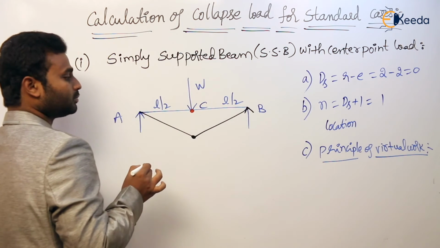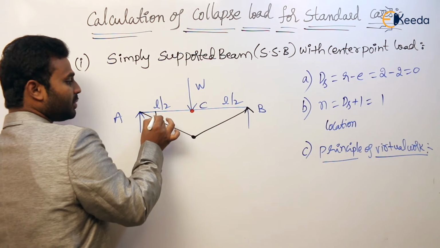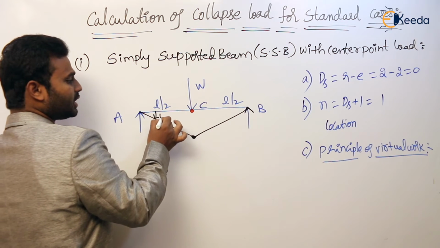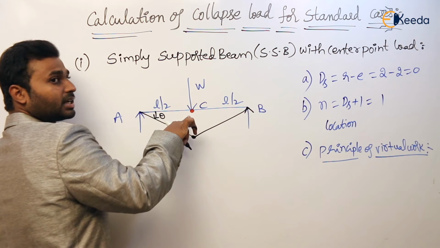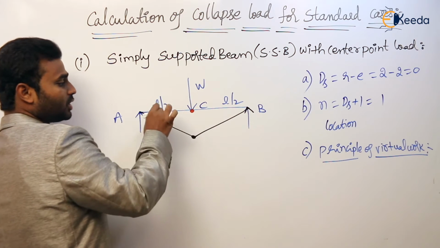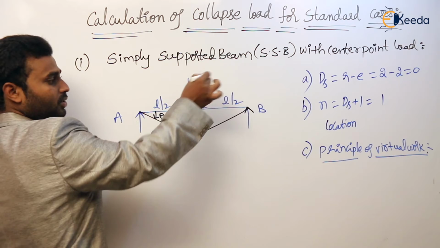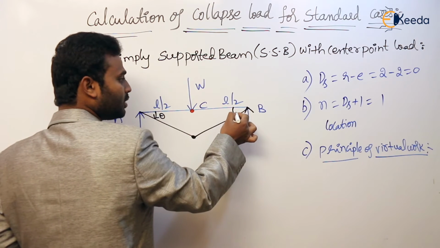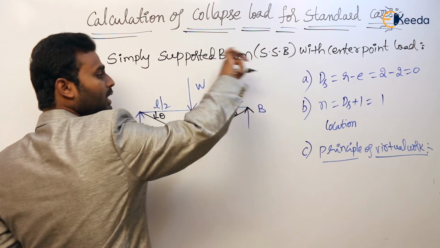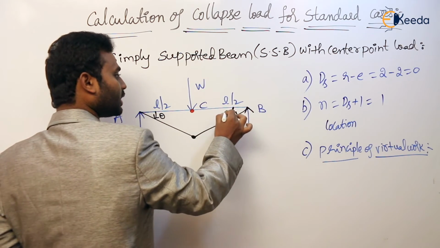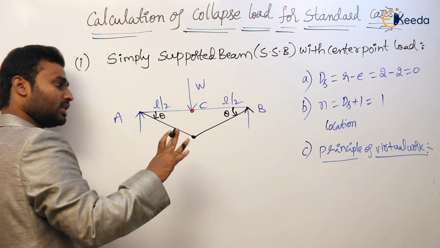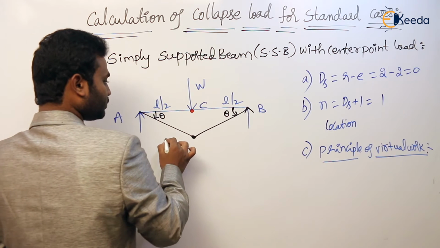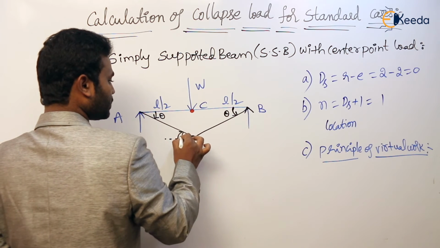Agree? If you see here, the segment AC rotates in which direction? Theta. As the load is at the center, both the rotations are the same. So it will rotate in clockwise direction. And the segment CB rotates in anti-clockwise direction. Both are theta. So theta A, theta B equal to theta in this case. And here also the same rotation theta.